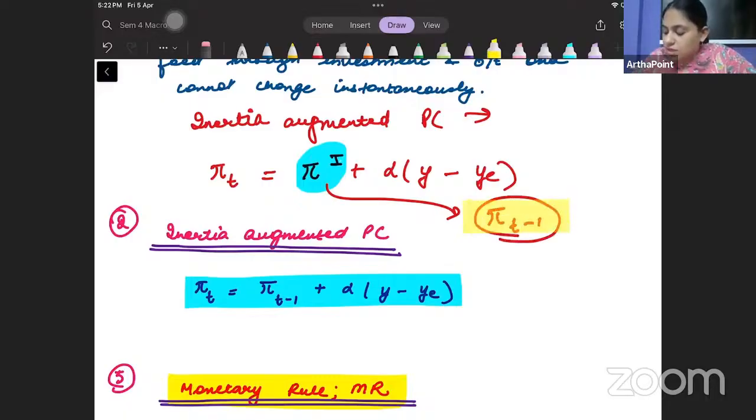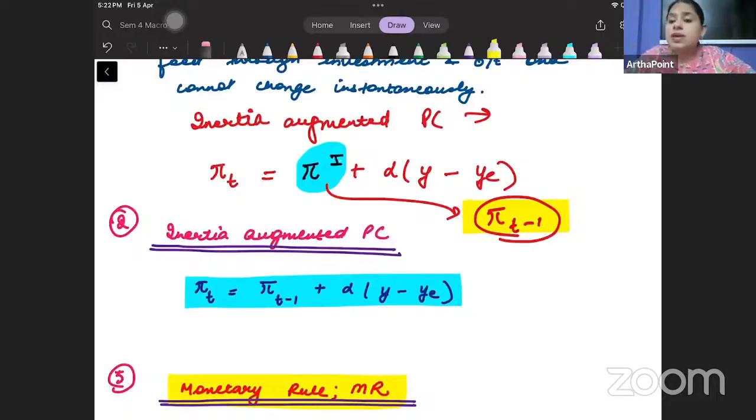हमने ये assume किया था कि हमारी inertia inflation जो है, that is nothing but last year's inflation. In a way, I told you, you can take this to be like an adaptive expectation model. Right? In adaptive expectation, we are not learning from our mistakes completely.